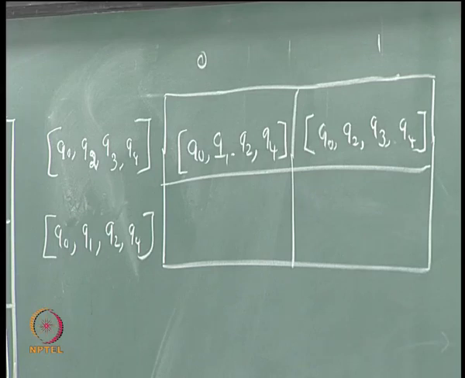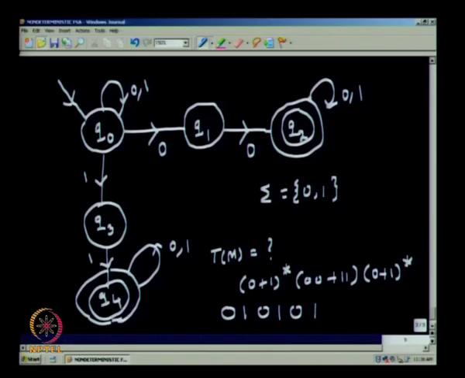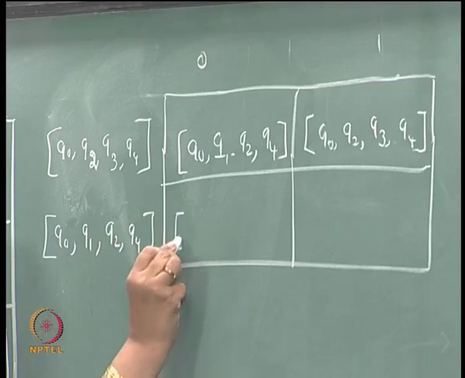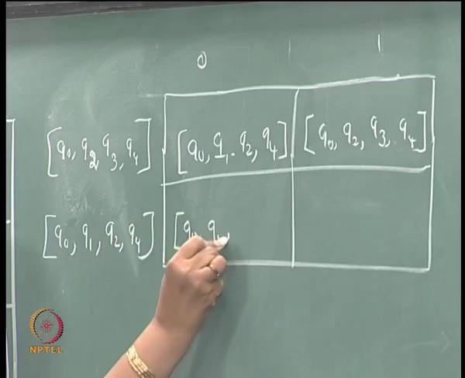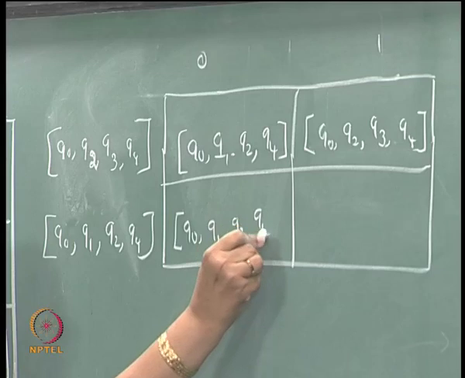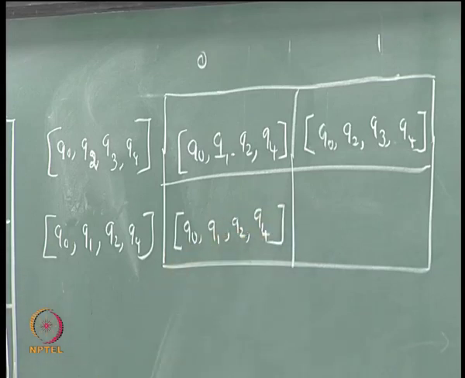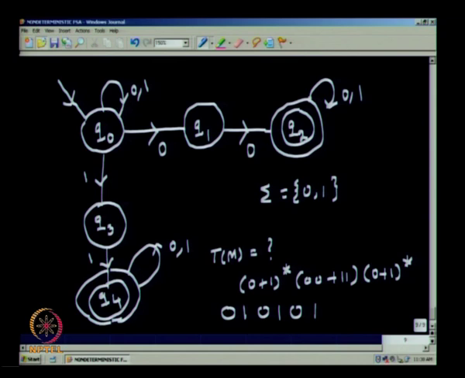Then this one, from Q0, Q1, Q2, Q4, if you get a 0, you can go to Q0, Q1, Q2 and also Q4, but not Q3. So here you will get Q0, Q1, Q2, Q4, and if you get a 1, from Q0, Q3 and Q4, you can go to Q0, Q3, Q4. Okay, the Q3 is not there.